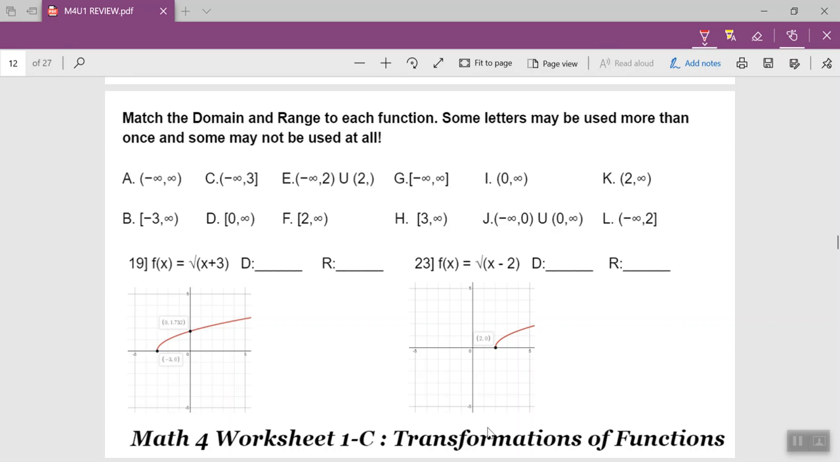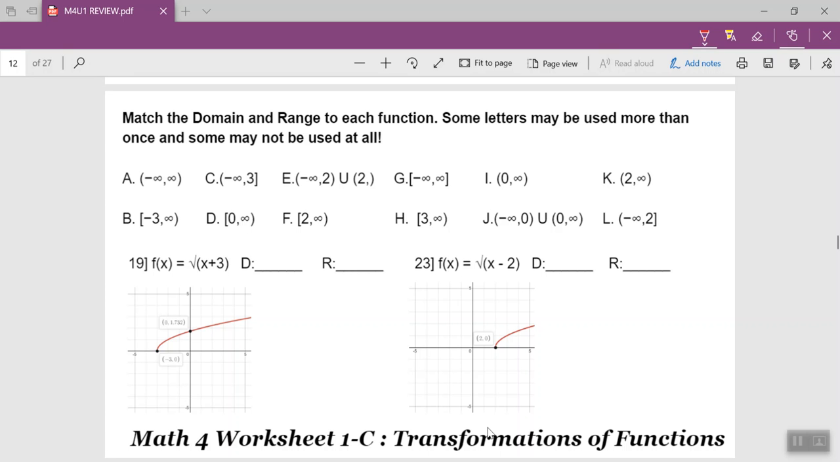All right, here we go with the second half of the Unit 1 review sheet, picking up with number 19. And I decided to do this kind of the same way that they are arranged on your paper. So we're doing 19 and 23 because they're across the top, and then we'll just kind of work our way down. The issue is to match the domain and the range to each function.